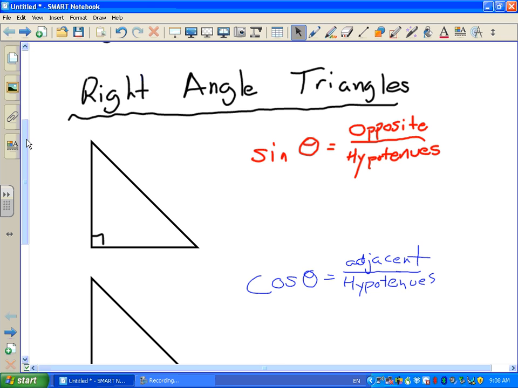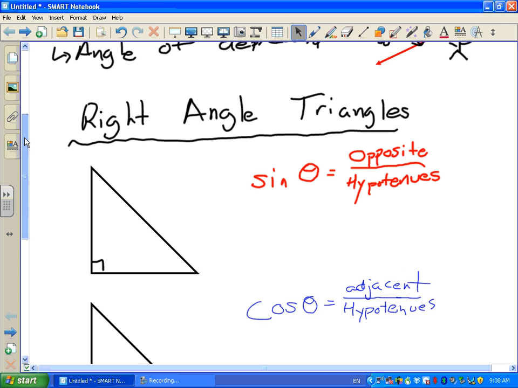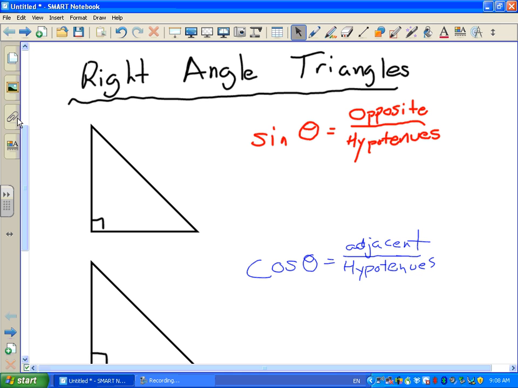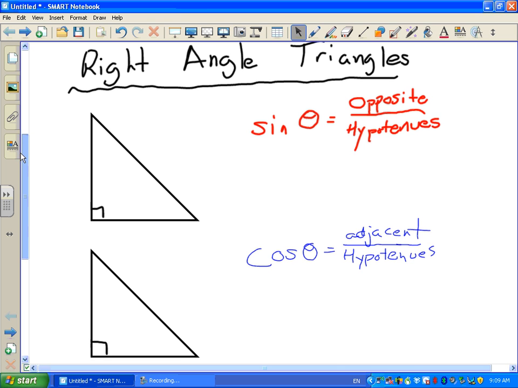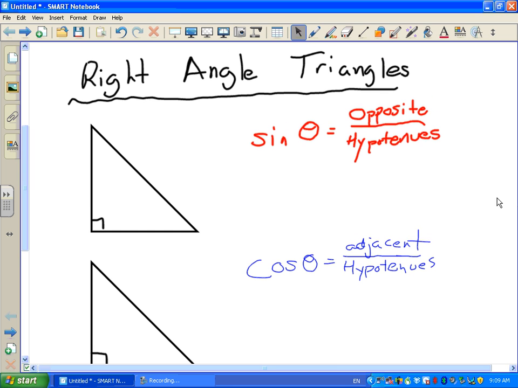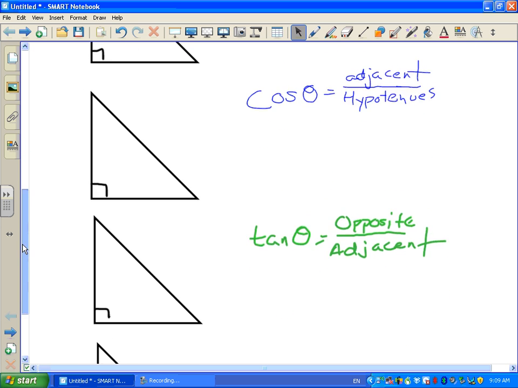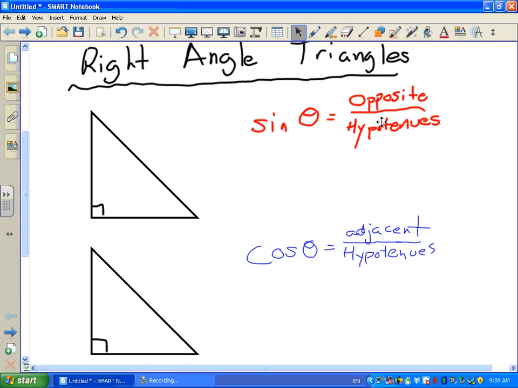You guys may have learned this in the past as SOHCAHTOA. It's an acronym, but there's a special name for it to remember these. Anyways, SOHCAHTOA refers to our 3 trig ratios. We have sine theta, cos theta, and tangent theta. The very first thing we have to figure out is how to label a triangle before we can even go into sine, cos, and tangent.